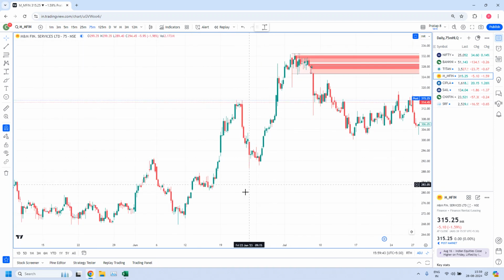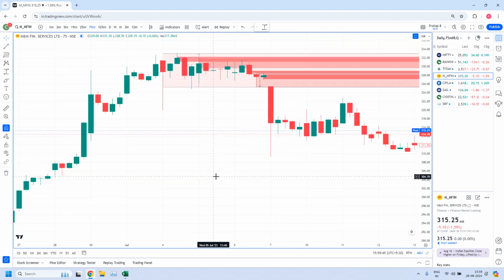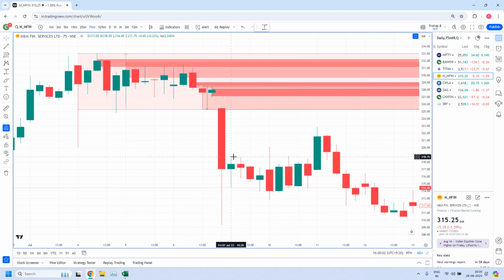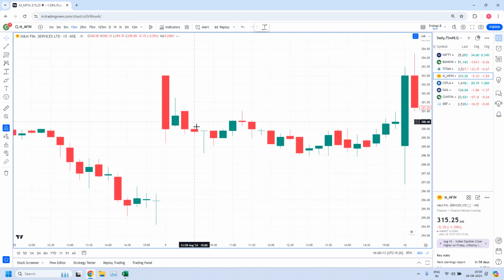So in the 75 minutes time frame, identify two zones. You have a rally, you have a base candle, you have a drop candle. Again you have a drop, base, drop. So that way you can draw the zone. Then I went to the 15 minutes time frame.